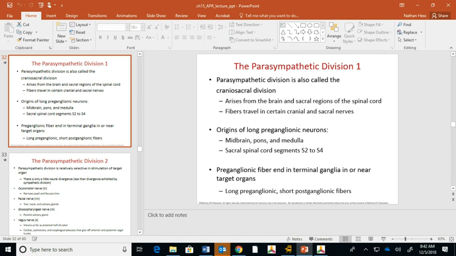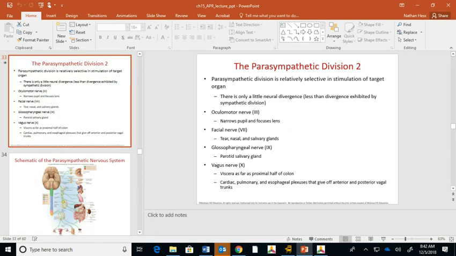There is very little divergence from these things. Remember, divergence meaning one thing is stimulated and it goes to lots of other places. The parasympathetic is basically a one-to-one. If this effector is being targeted by this one parasympathetic fiber, it goes right to it. It doesn't do much hitting other areas. There's no chains, right? No chains rolling through. Very selective in its stimulation.